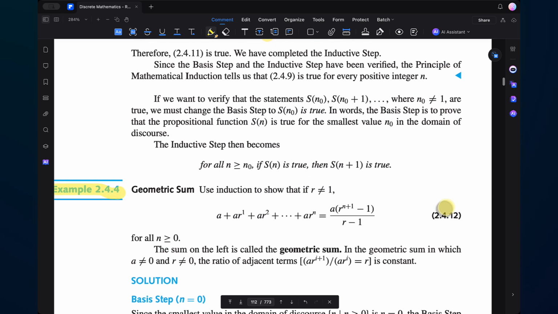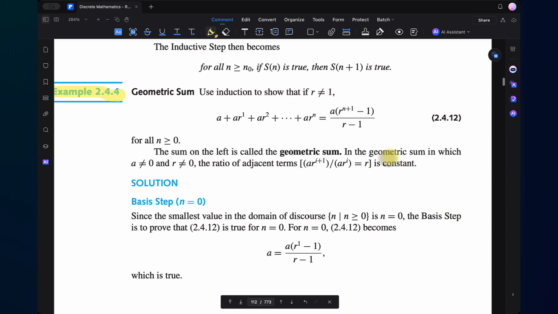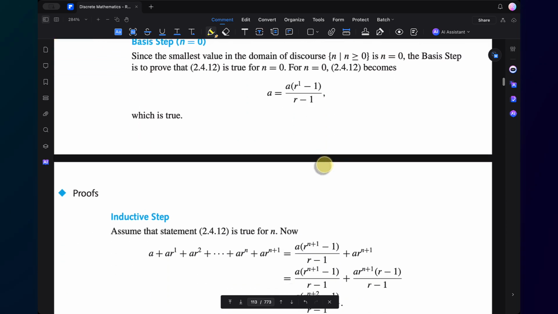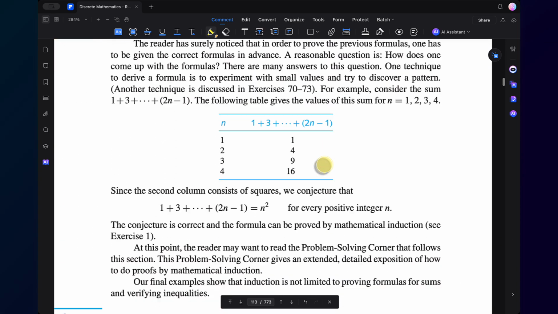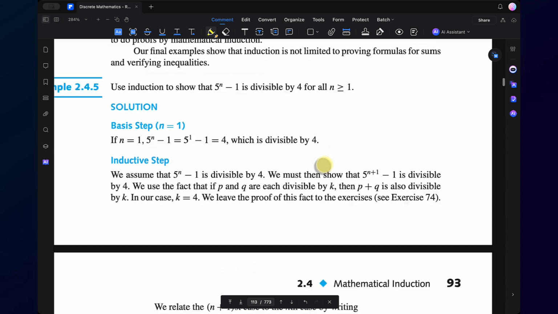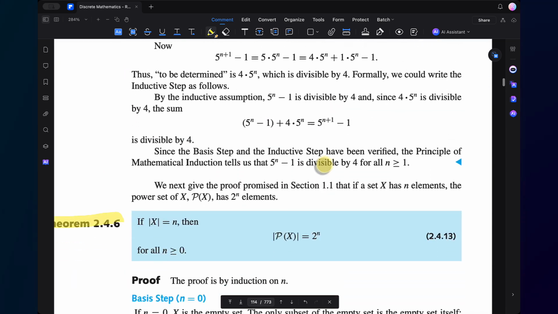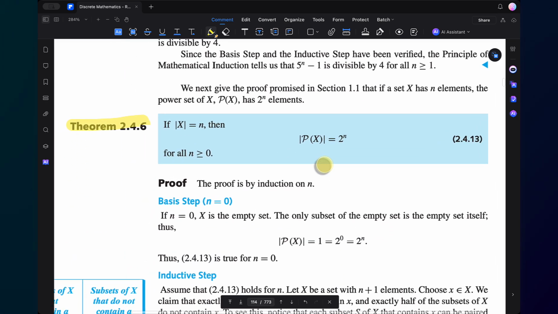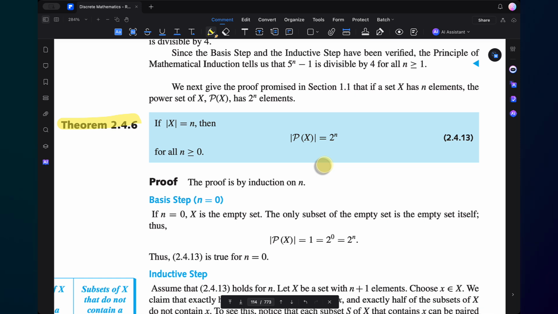Okay, let me do another one. I don't want to actually go through the geometric sum. Go through all of these when you read the book, of course, but I wanted to go through one that has this one. I want to prove this theorem, and we'll use induction to prove it. And this is kind of an amazingly important theorem and very interesting.